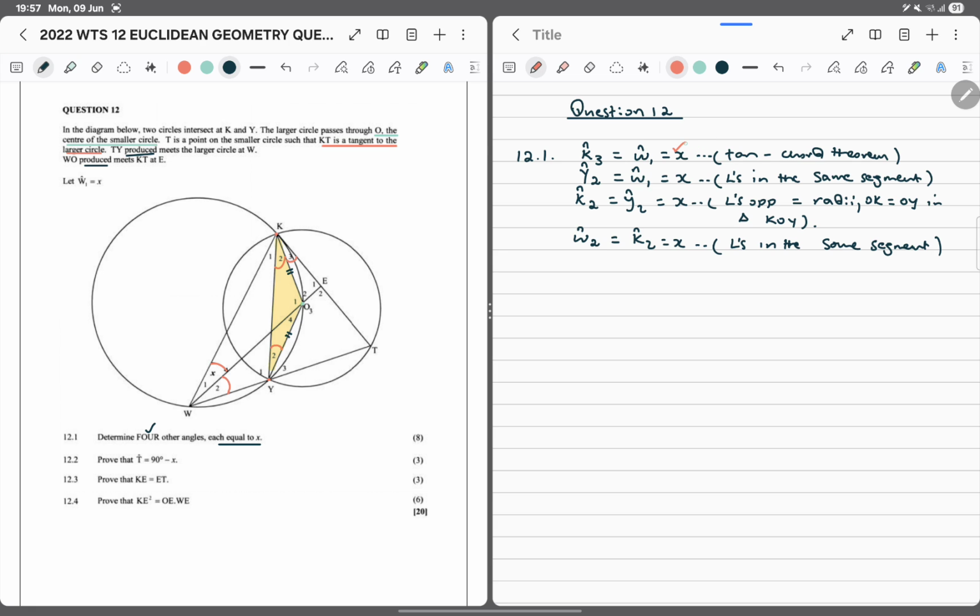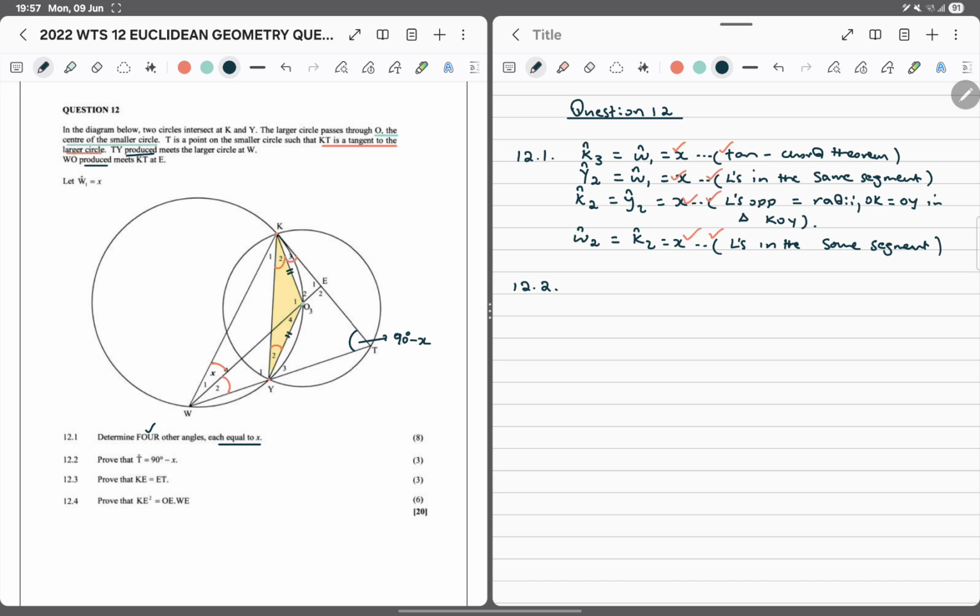So it means statement, reason, statement, reason, statement, reason, statement, reason. So don't be scared when you see those 8 marks. It just means there is a reward for some of the troubles you're going to go through. So it says prove that angle T, this angle, is 90 degrees minus x.